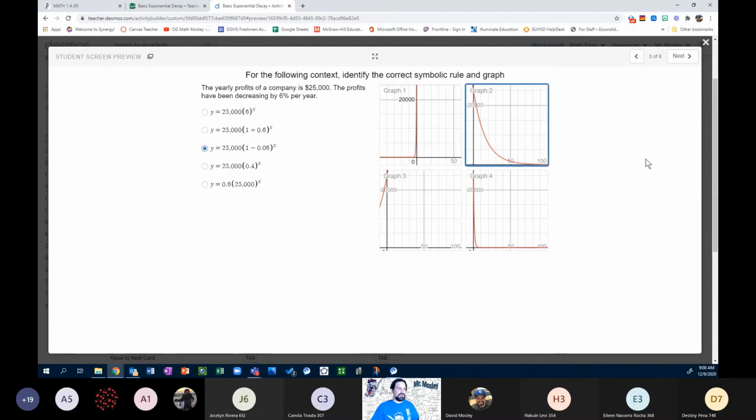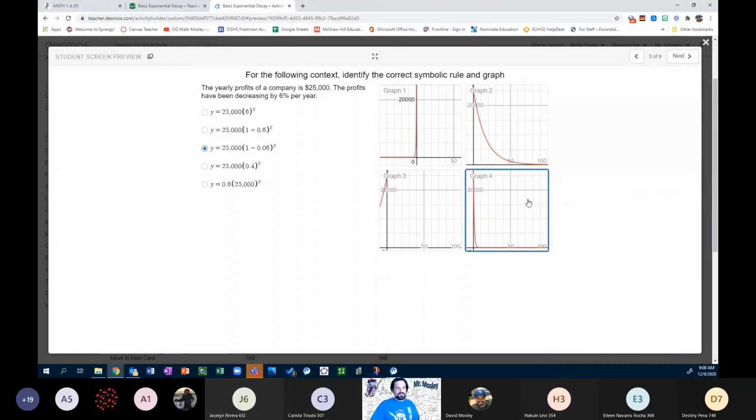Graph 2, it starts in a reasonable spot, right? 25,000, right? It looks about to start in the right spot, and it's gradually decreasing, so that seems reasonable, right? Graph 3 starts in the right spot, but it goes backwards. That's not going to work out. Graph 4 also seems to start in the right spot, but it decreases pretty quick. All right. So we're kind of between graph 2 and graph 4.